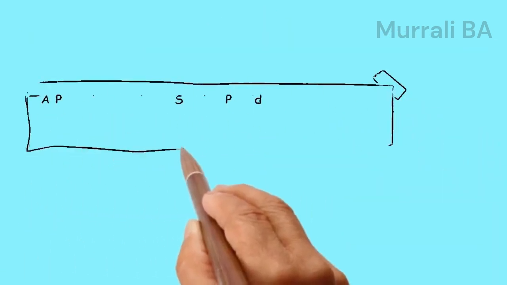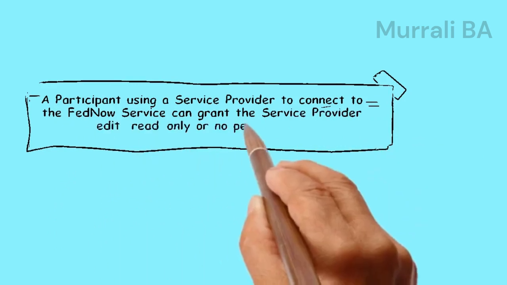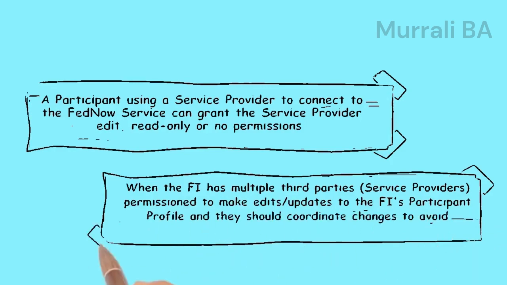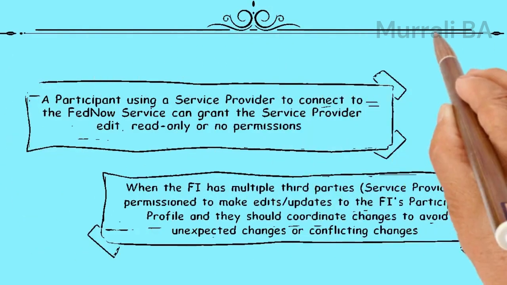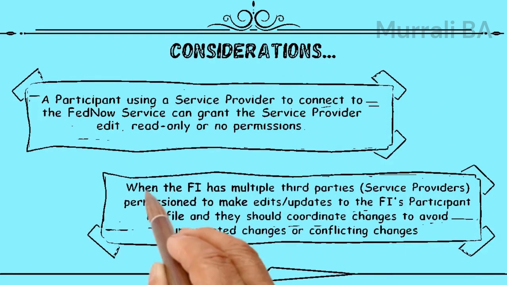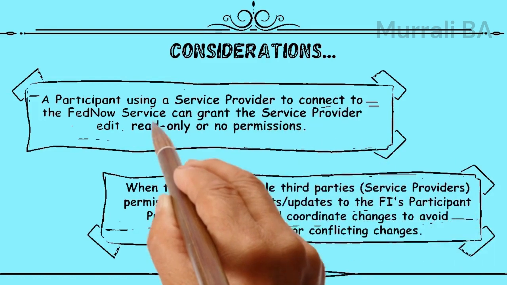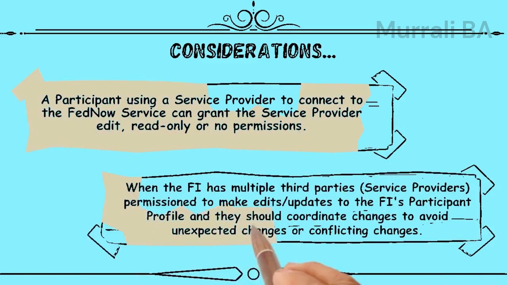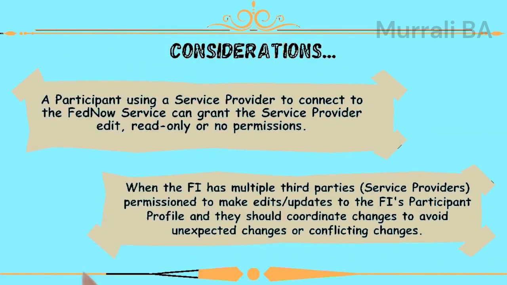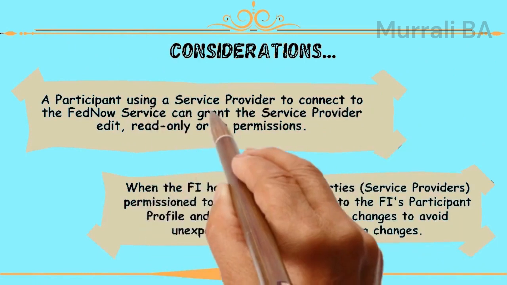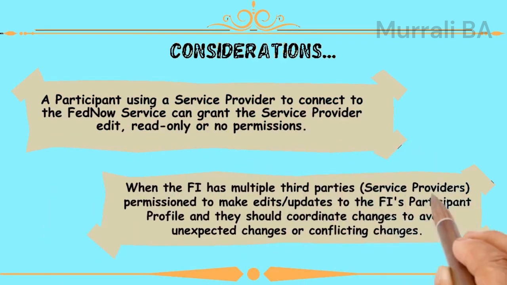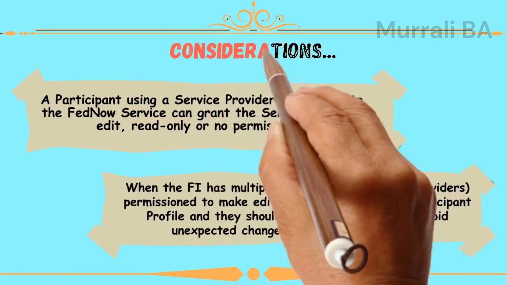While granting access to the service provider on behalf of a bank, there are certain points to be considered and access should be provided accordingly. A participant using a service provider to connect to the FedNow service can grant the service provider edit, read-only or no permission access. When the FI has multiple third parties or service providers with permission to make edit updates to the FI's participant profile, they should coordinate the changes to avoid any unexpected or conflicting changes. So a bank should brief all the service providers on what they should do and what they should not do.